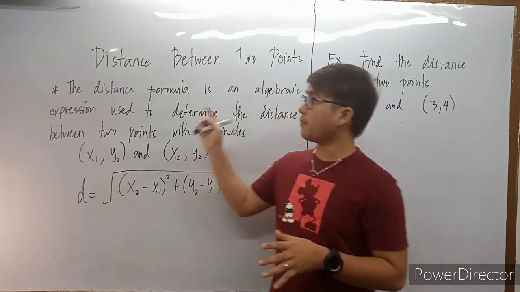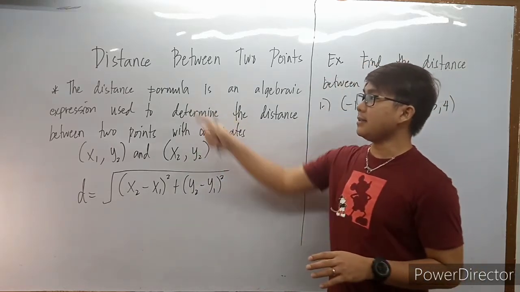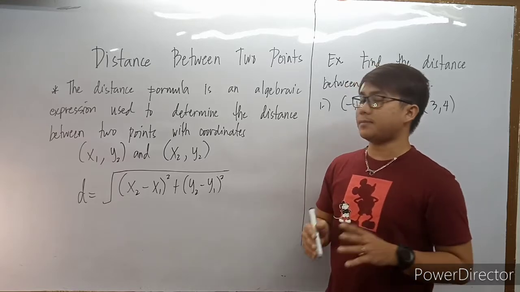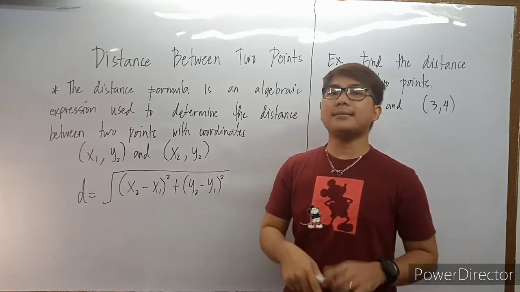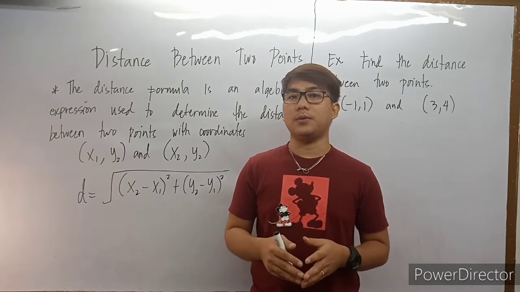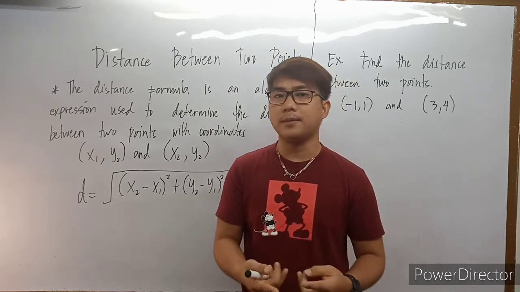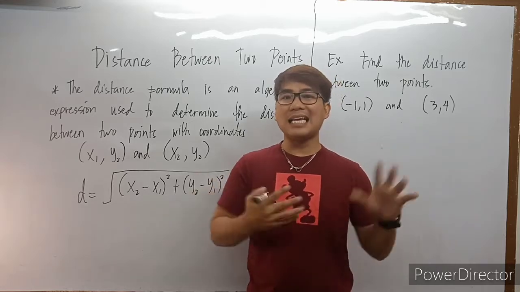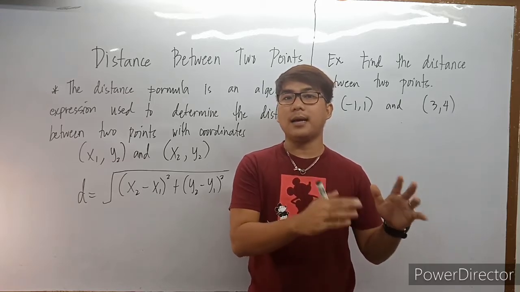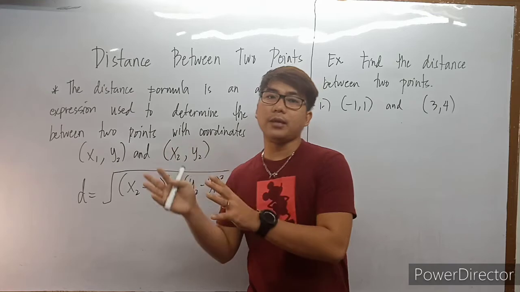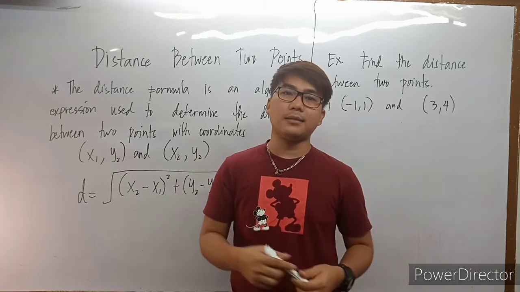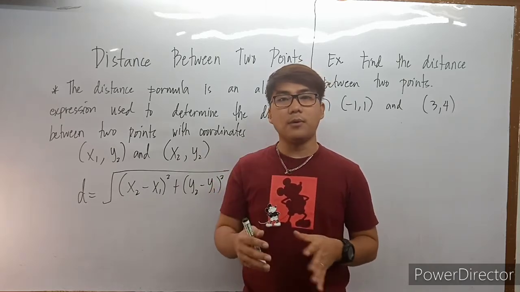Okay? So when we say distance formula, sabi dito, the distance formula is an algebraic expression used to determine the distance between 2 points with coordinates of x sub 1, y sub 1, and x sub 2, y sub 2. Okay, ano ibig sabihin nun? Meron tayong dalawang points. So, ibig sabihin, kapag may dalawa tayong points, lagyan agad natin ng pangalan. So, automatic, yung unang point, gawin natin x sub 1, y sub 1, and yung pangalawang point natin, gawin natin x sub 2, y sub 2.